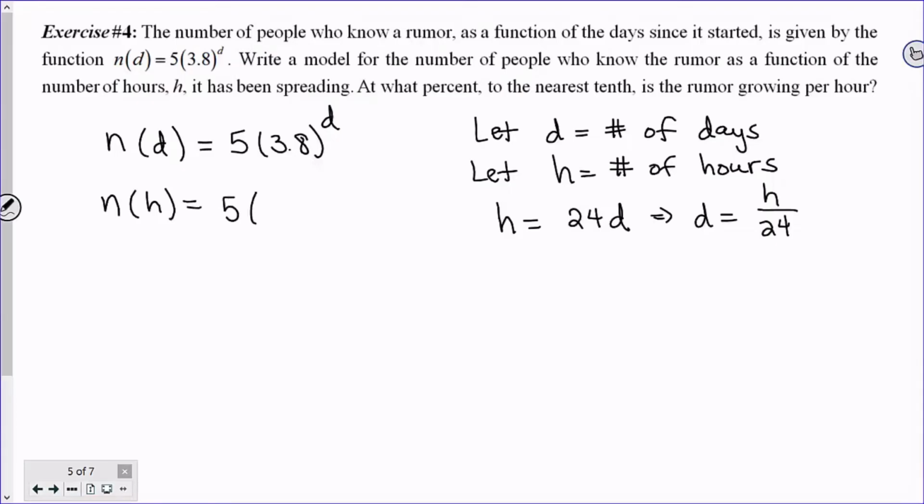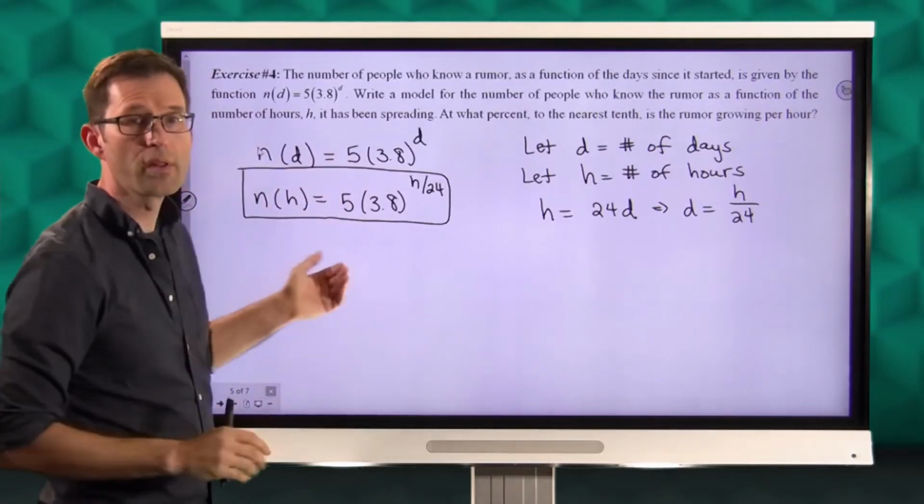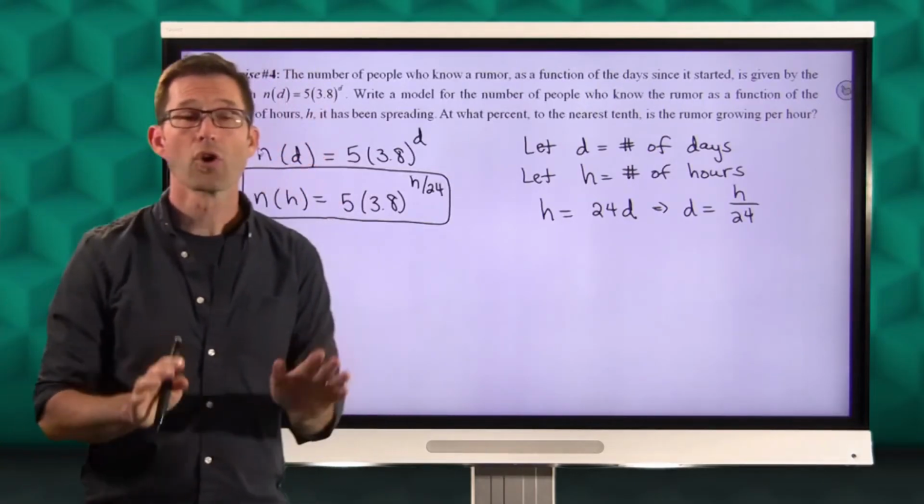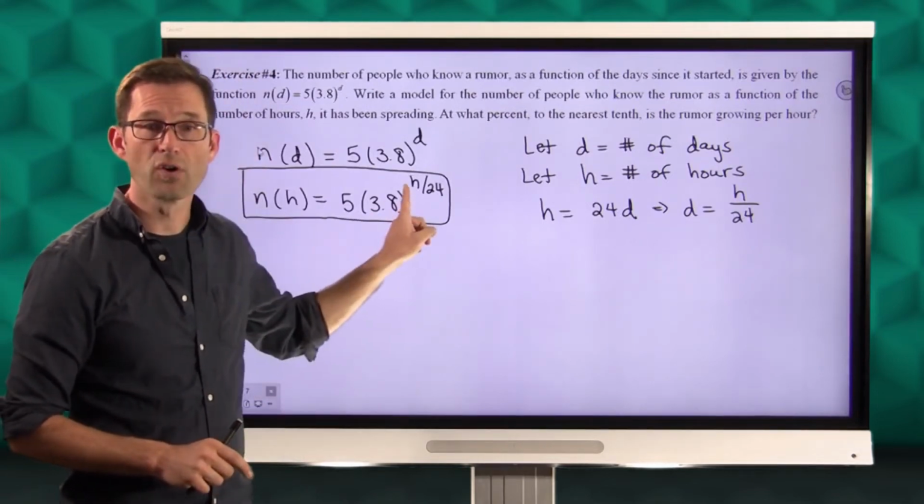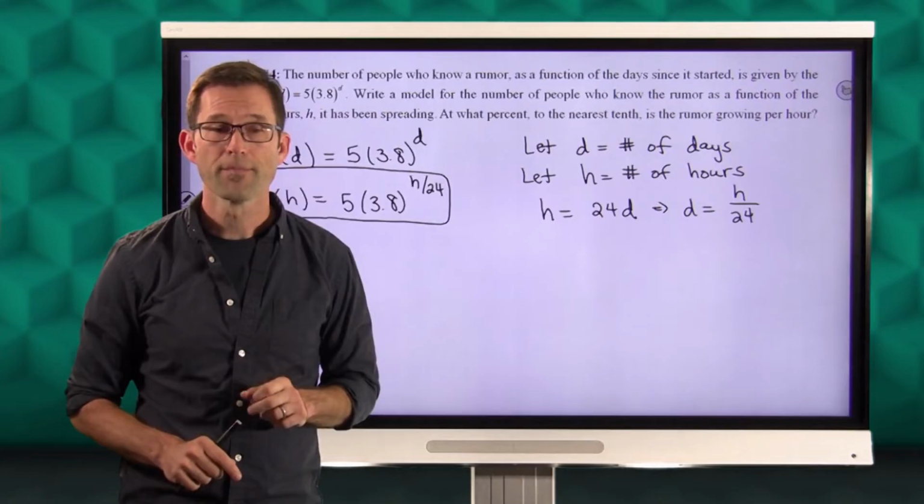It's now going to be 5 times 3.8 to the h divided by 24. And this is a perfectly good way to leave that in terms of a model that gives us the number of people who know the rumor as a function of the hours that it's been spreading.